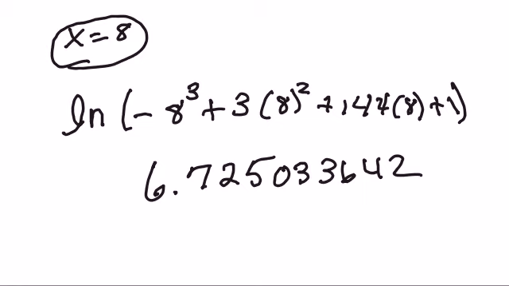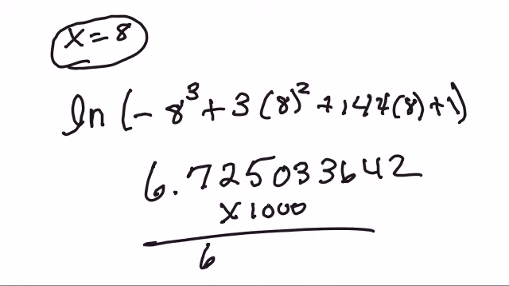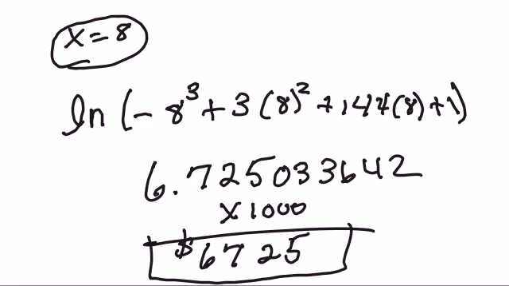Now remember, this is in thousands of dollars, so I'm going to multiply this by 1,000. That gives me 6725. So the maximum profit that we'll find when we sell 8,000 units is $6,725.